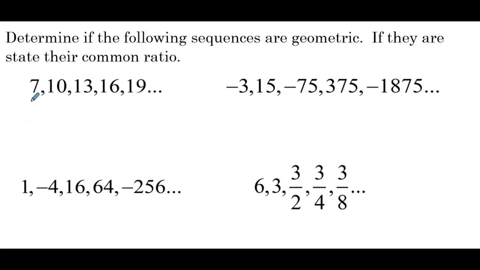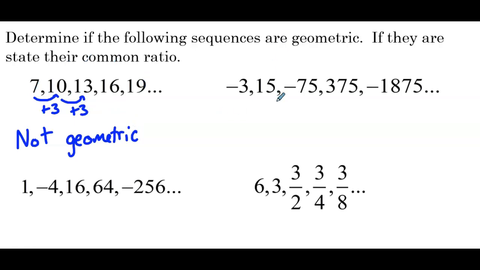So the first sequence they've given us, 7, 10, 13, 16, 19, continuing on. Well, looking at the terms that they've given us, it seems that it's going up by 3 each time. Right, and I can verify that. 7 plus 3 is 10, 10 plus 3 is 13, 13 plus 3 is 16, but I'll stop writing because since we're adding to go from one term to the next, this is not a geometric sequence. Not geometric. In this case, it's an arithmetic sequence.